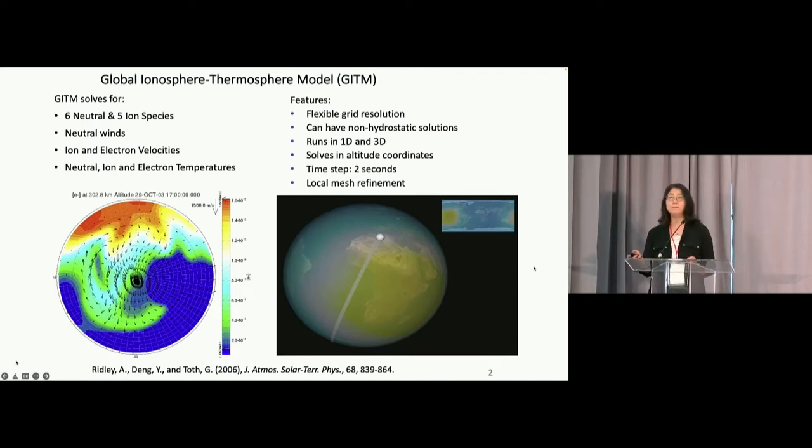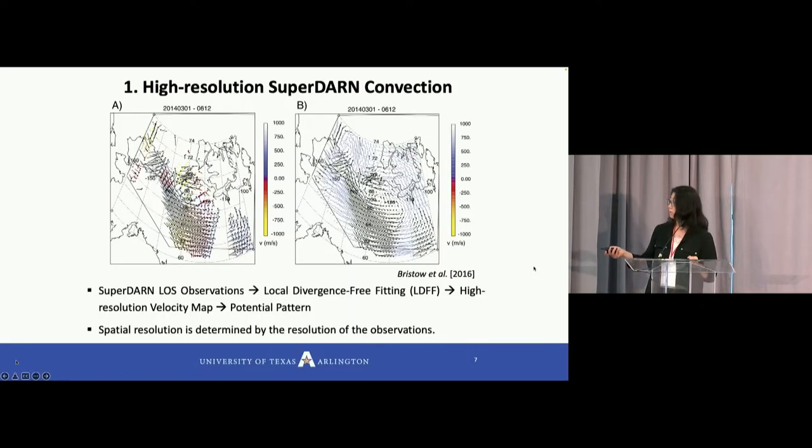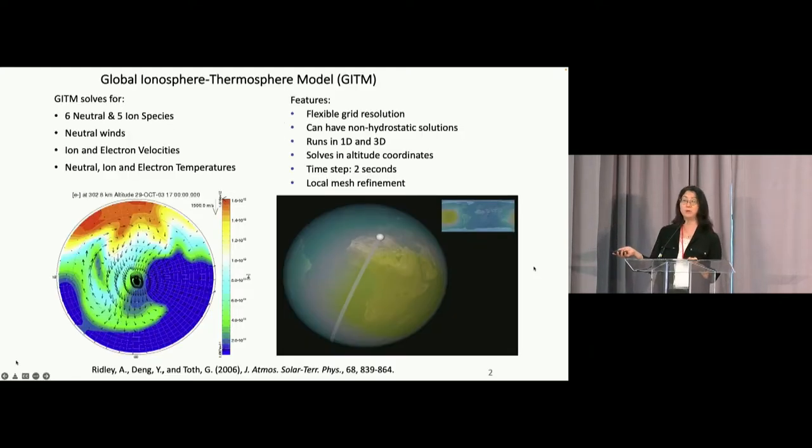And the main simulation model we used is a global ionosphere-thermosphere model, GITM. As you know, GITM is a general circulation model, including the equations for density, velocity, and energy or temperature. The major new feature of GITM compared with other GCMs includes the flexible grid resolution, so you can increase the resolution in longitude, latitude, or altitude. It's quite flexible. It solves the vertical momentum equation, so it can resolve the non-hydrostatic processes, which may be important in the mesoscale and for transient phenomena as well.